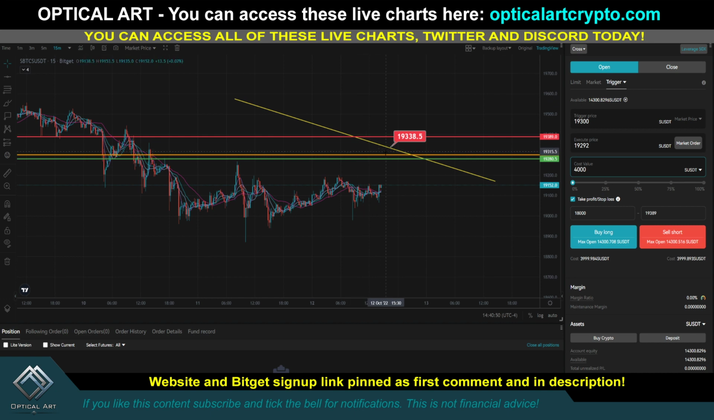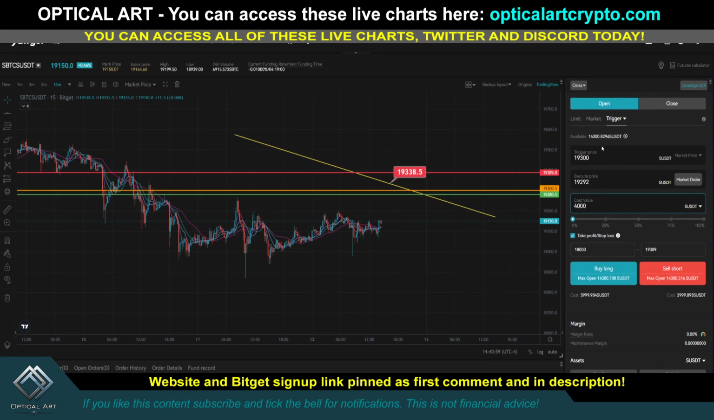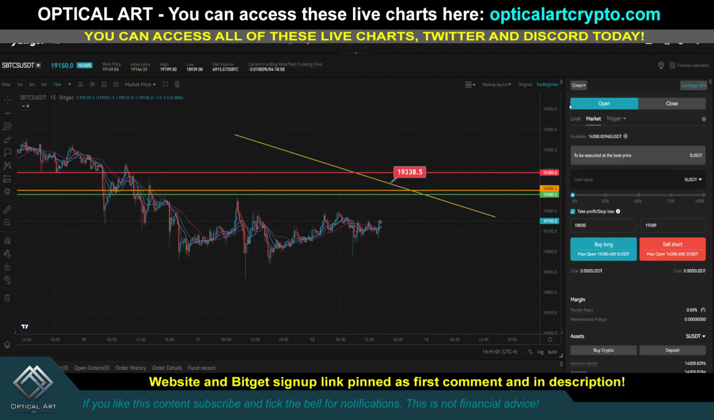So it would come up, it would start your trade. When it comes back down and hits this point, your trade is live, and hopefully price continues down and you're in profit. So that explains trigger, market. So let me go in and show you an actual trade.